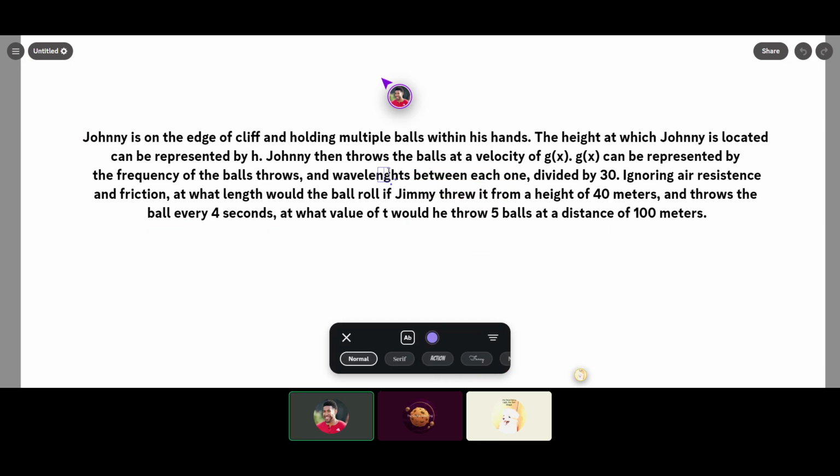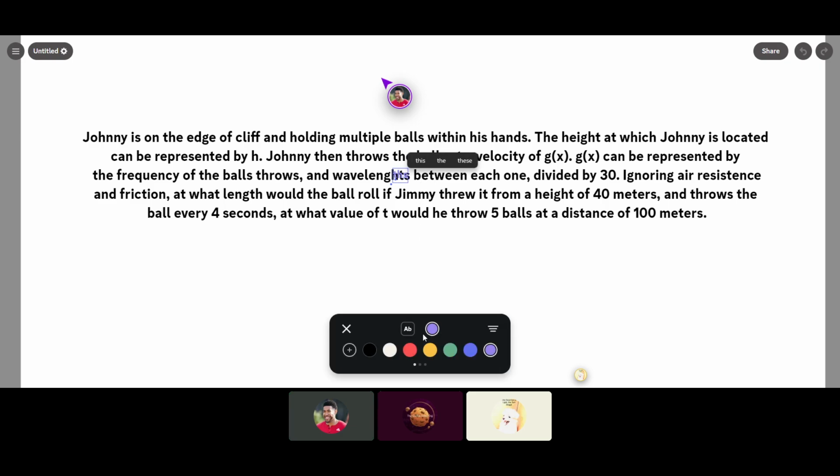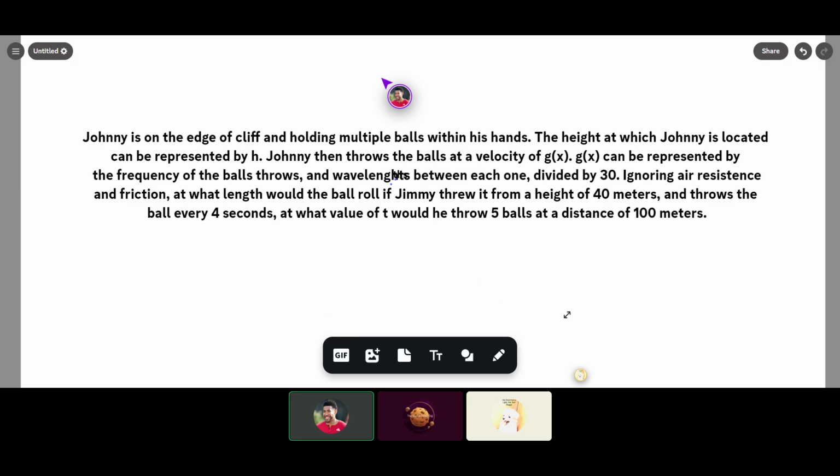Ignoring air resistance and friction, at what length would the ball roll if Jimmy threw it from a height of 40 meters and throws the ball every 4 seconds? And at what value of t would he throw 5 balls at a distance of 100 meters? This would be the problem that would represent how we could solve this. We're trying to solve for the speed of light.